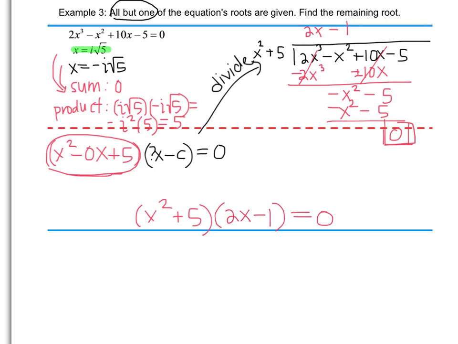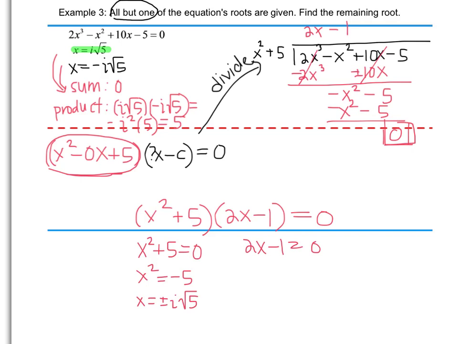So to solve this, we'd set each piece equal to 0. Setting this first one equal to 0 is just going to give us right back the two roots that we already know. Right, so if I move the 5 over, negative 5, take the square root of both sides, I'm going to get x equals plus or minus i root 5. We know that. We already had that one.